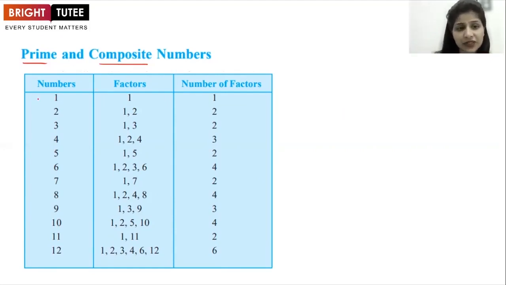In the first one, 1 is there, and it has only one factor. You can observe that among all the numbers, 1 is the only number that has just 1 as the factor. What about 2? It has the factor 1. 1 is a factor of every number we know, so it is going to be in all of these. Other than 1, the number itself is a factor. Here it is 2. In 3 also I have 1, and other than 1, the next factor is the number itself.